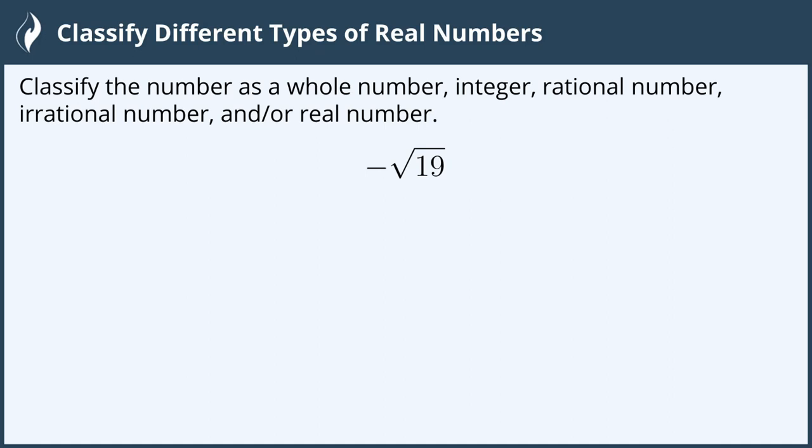Everyone. In this video, we will classify different types of real numbers. Classify the number as a whole number, integer, rational number, irrational number, and/or real number. Our number is negative square root of 19. Before we classify this, let's review the real number system.